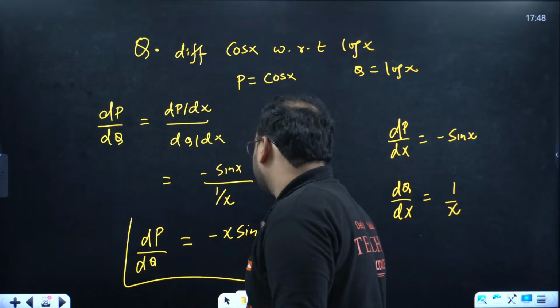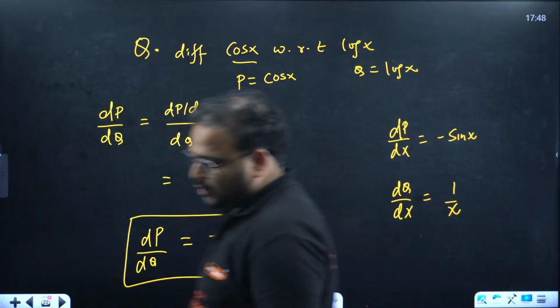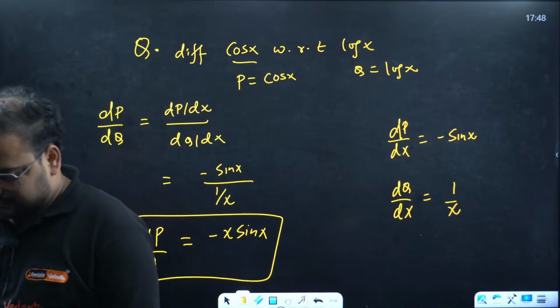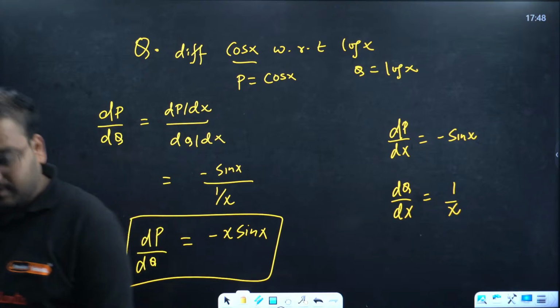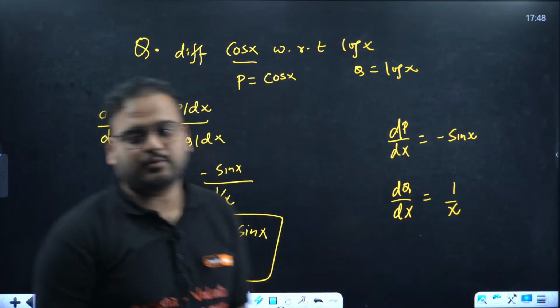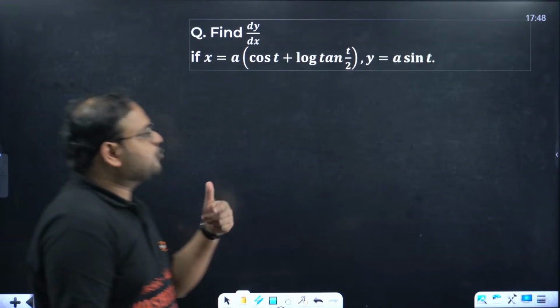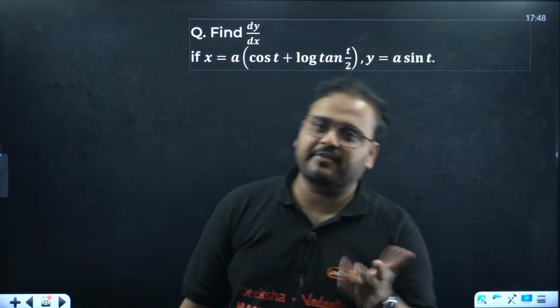This is the derivative of cos x with log x. Clear? Please have a look. So even for the case of two different functions, we treat it in the same way.